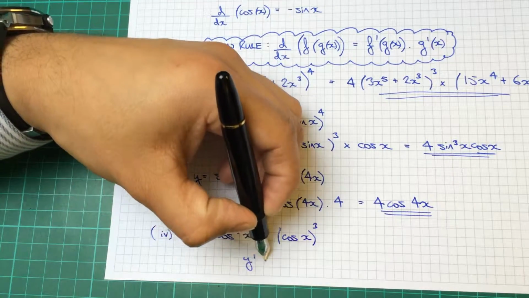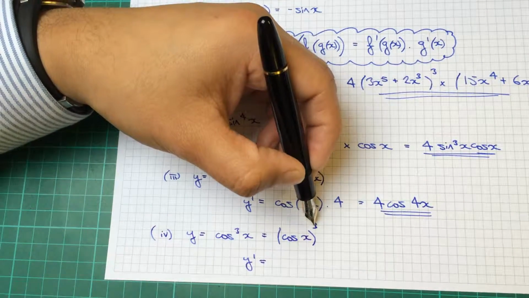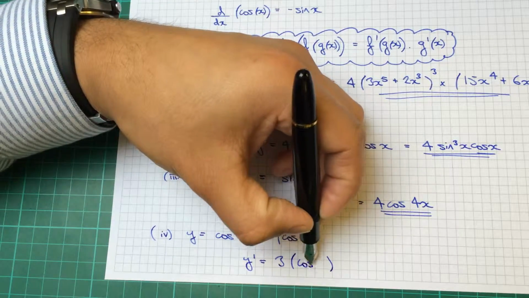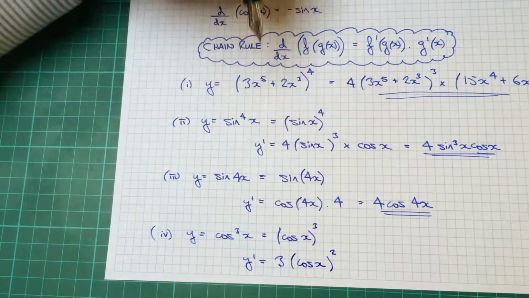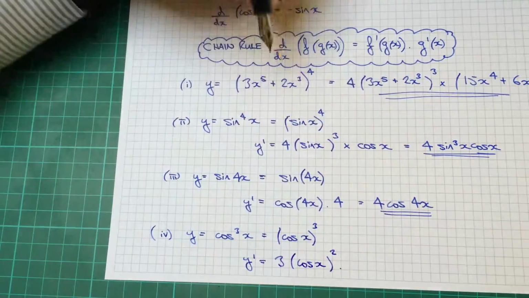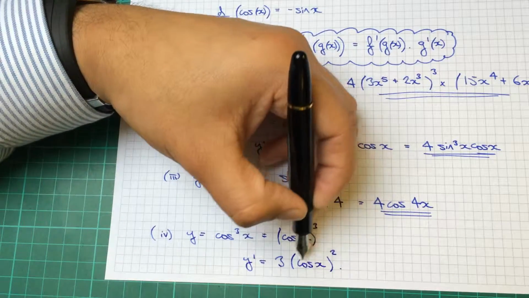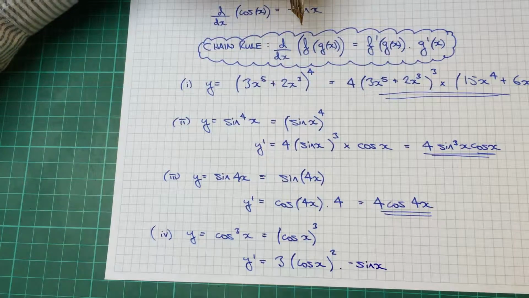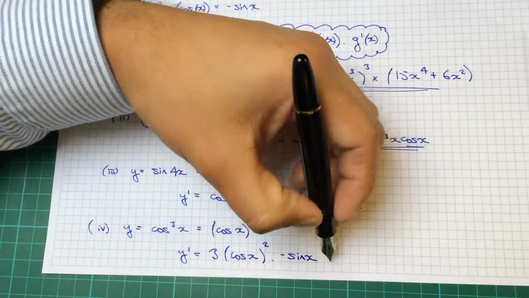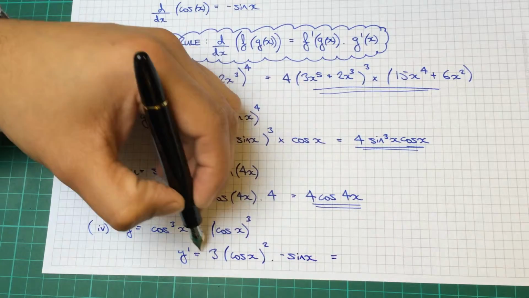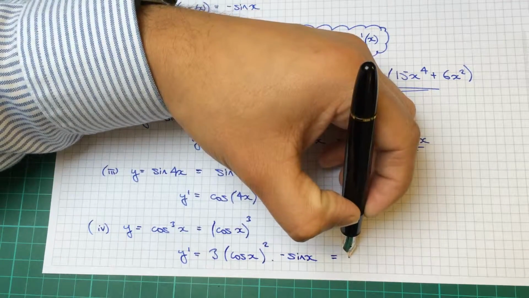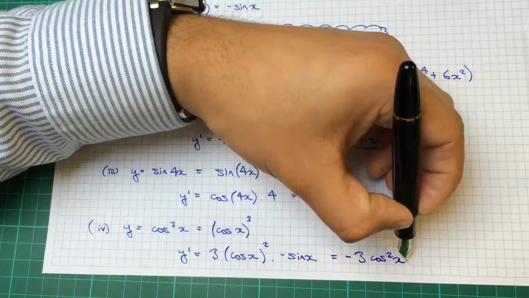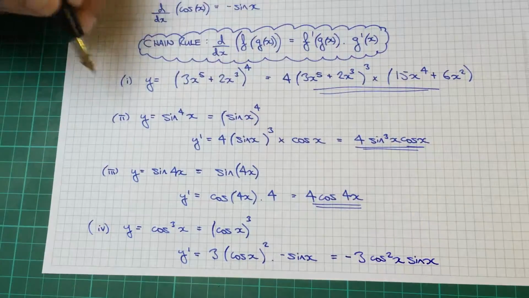So that's going to be y dashed. That's going to be, you bring the power down, 3, do not change what's inside the bracket, you reduce the power by 1, so that's the outside differentiated, and you multiply it by the inside function differentiated, and that will simply become negative sine x, like so. And if you wish to tidy this up, the negative can actually join the 3 here, so it can become negative 3 cos squared x sine x, just like so.